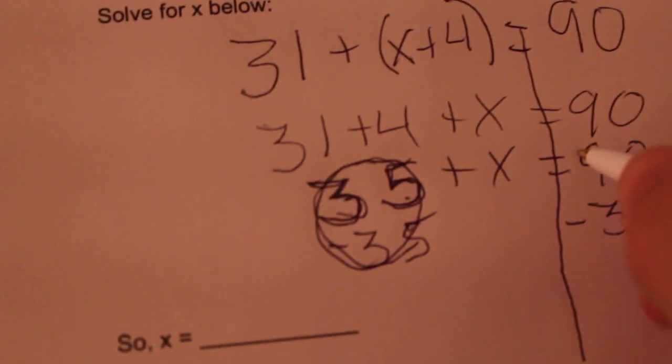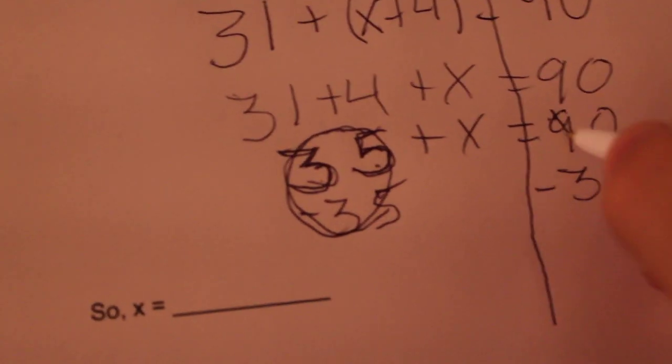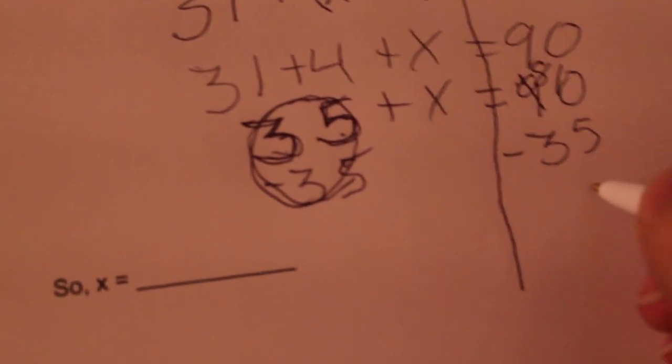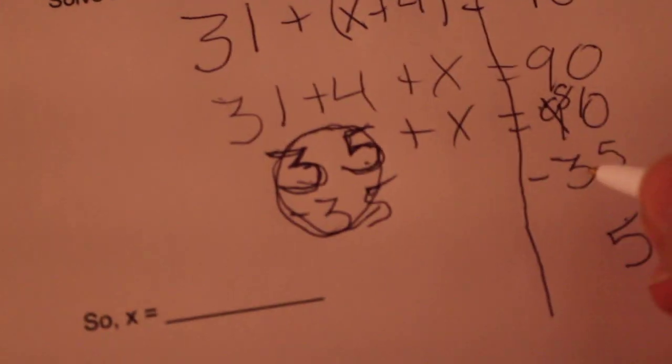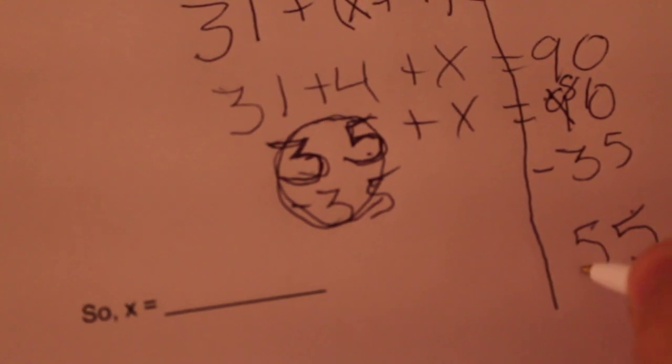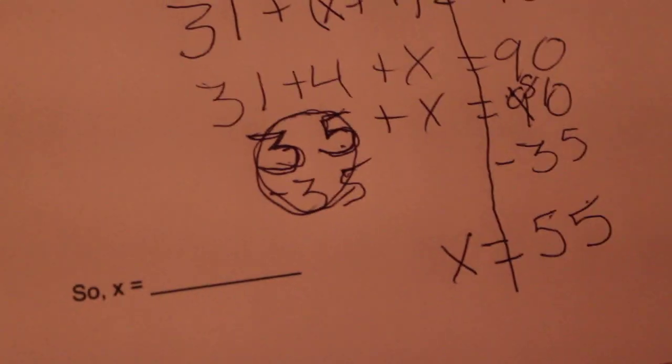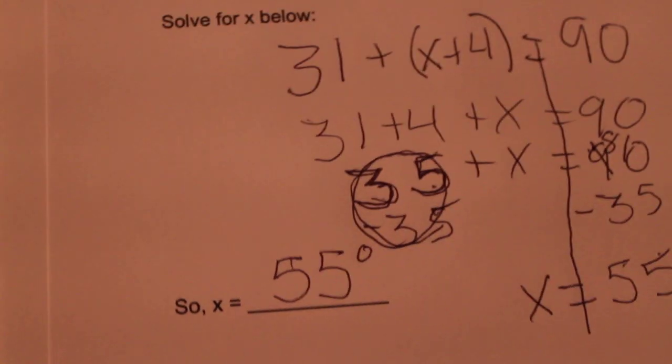90 minus 35. Show your work. 9 turns into an 8. This turns into a 10. 10 minus 5 is 5. 8 minus 3 is 5. You're going to have x equals 55 degrees. Make sure to write that in on the line. If they provide a line, you should put it on the line. Now please turn the page.